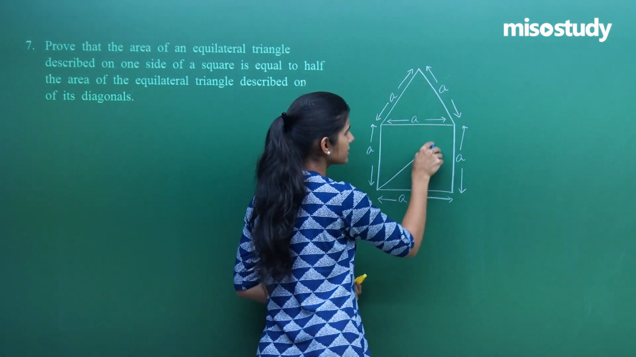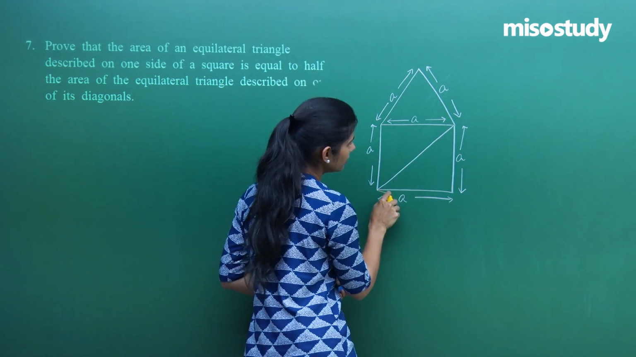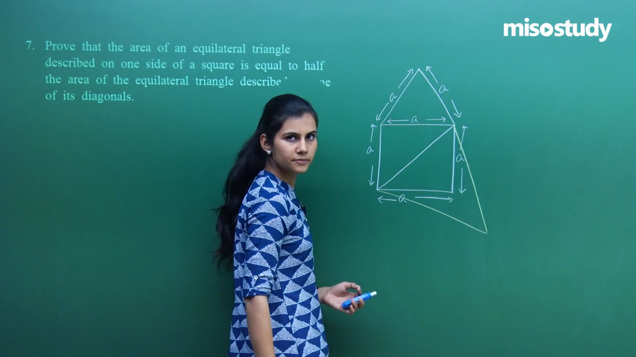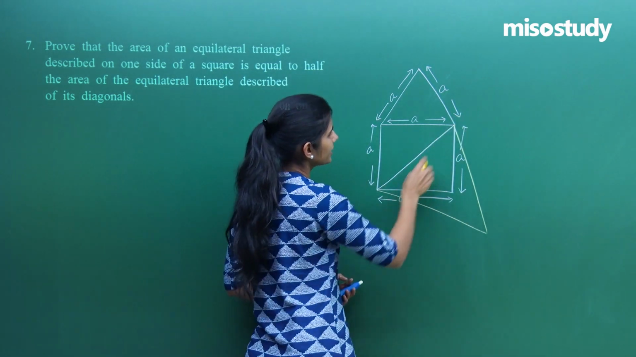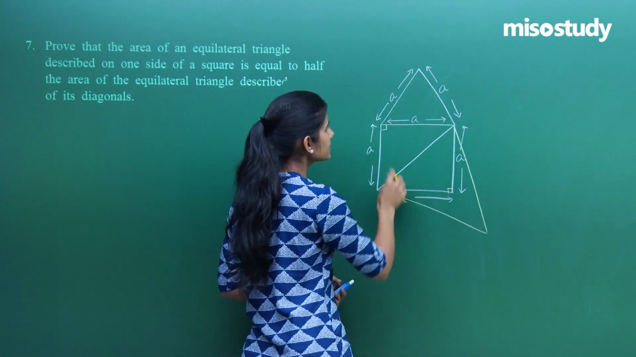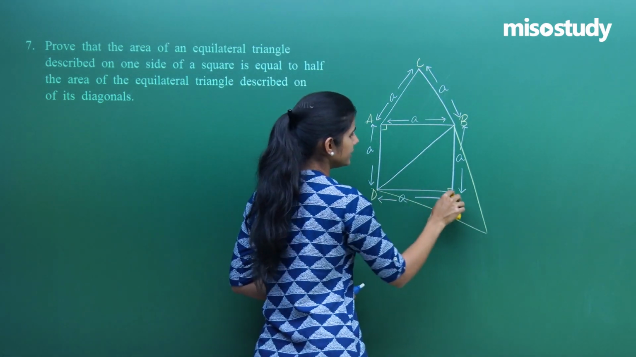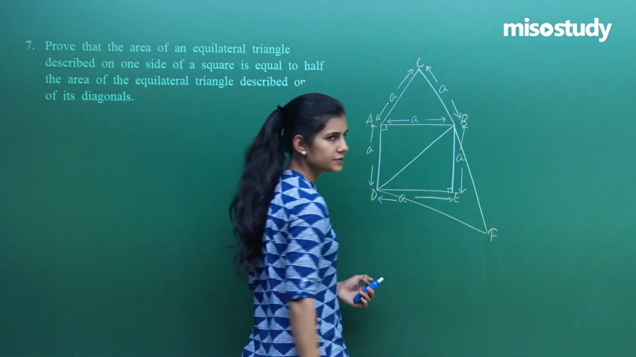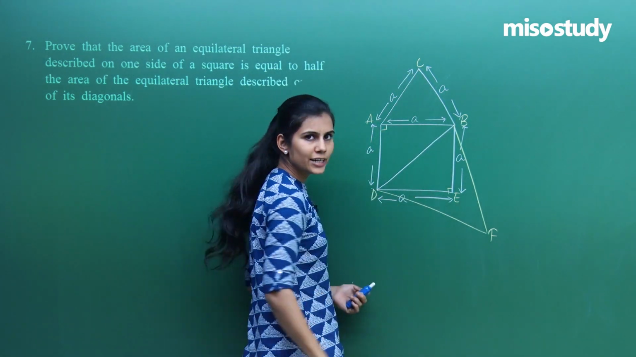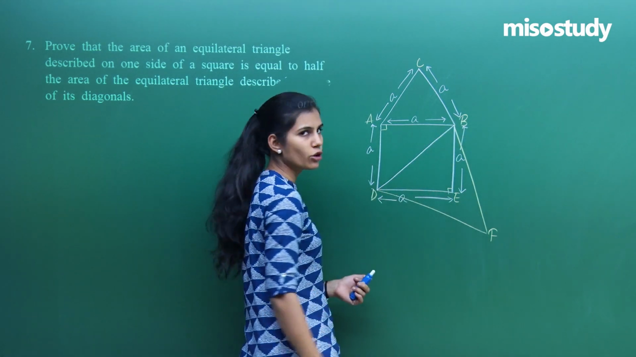Now if I talk about this diagonal, there is another equilateral triangle described on this diagonal, which is this. Now what is the length of this diagonal? Of course this is a right angle triangle because each angle in a square is 90 degrees. So let me mark this: A, B, C, D, E and F. Triangle CAB is an equilateral triangle described on one side of the square, and triangle BDF is an equilateral triangle described on one diagonal of the square.